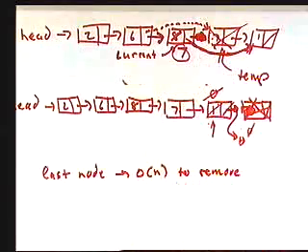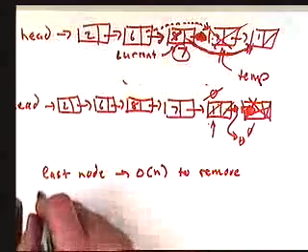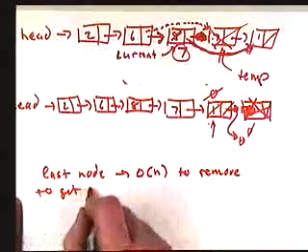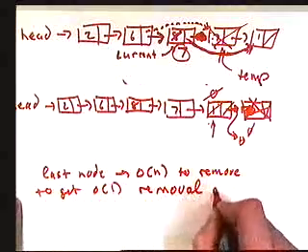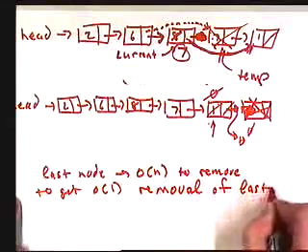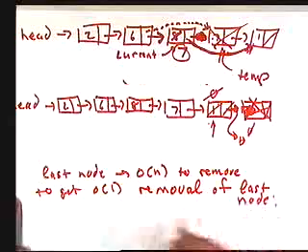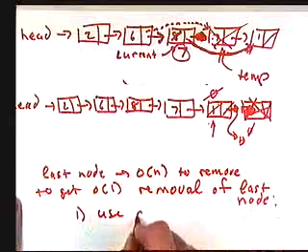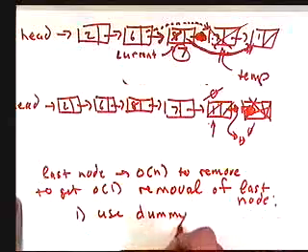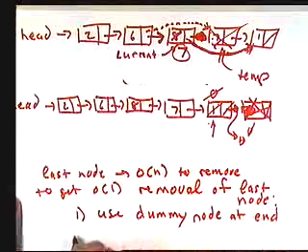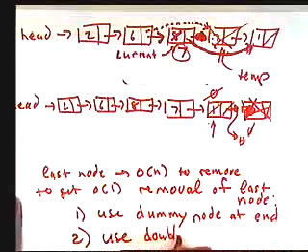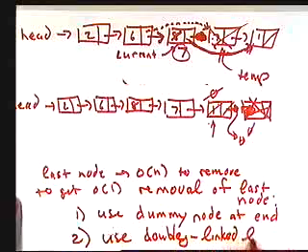So that's one way to solve this, to get constant time removal of the last node. You can use a dummy node at the end, or two, what you could do is use what is known as a doubly linked list.